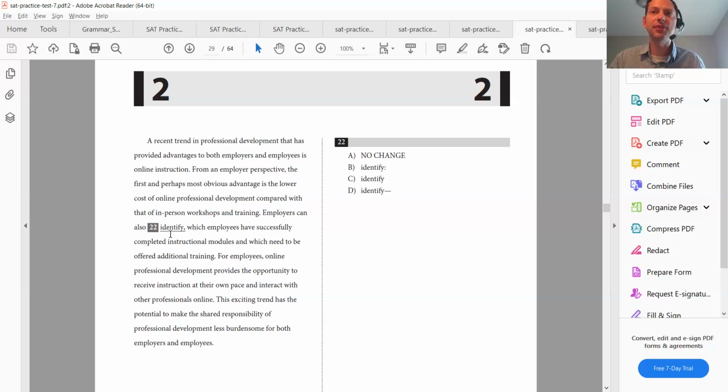Employers can also identify, okay, wait, first of all, B and D, right away, B and D are the same answer, right? Colon, dash. There's no sentence before anyway, so it has to be wrong. So B and D are out. And there's no need for a comma here because there's no other comma to match up with the parenthetical phrase. It's not an introductory clause. So that's why the answer is C.